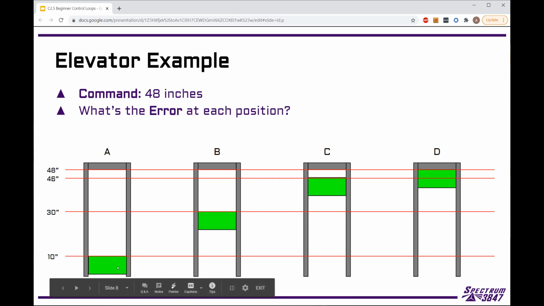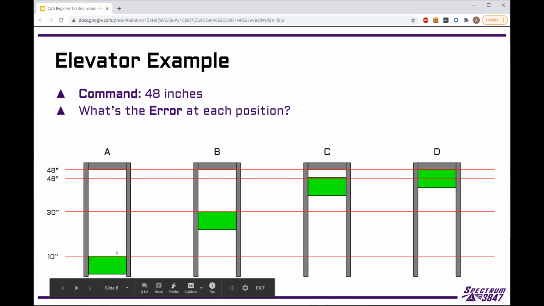And this is a really basic elevator. This green block is on our robot. It's able to move up and down on these side rails. It starts at 10 inches and it's able to raise all the way to the top at 48 inches. Right, and we have a couple states of where it could be.